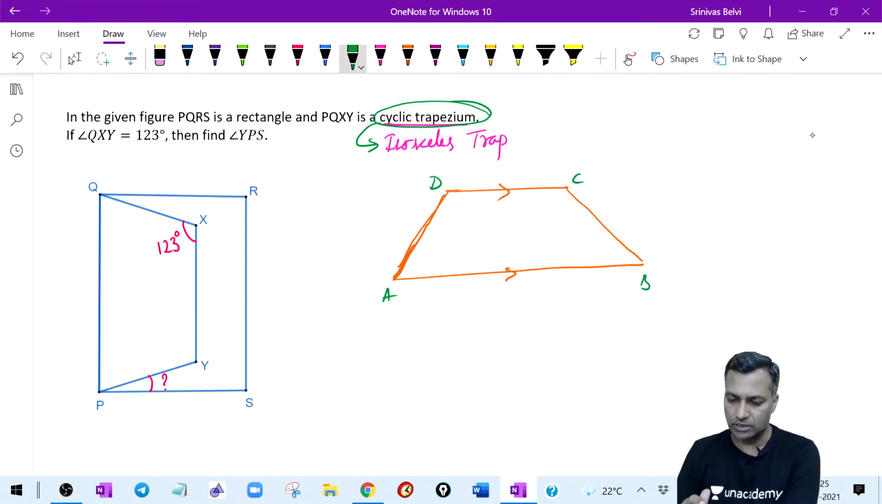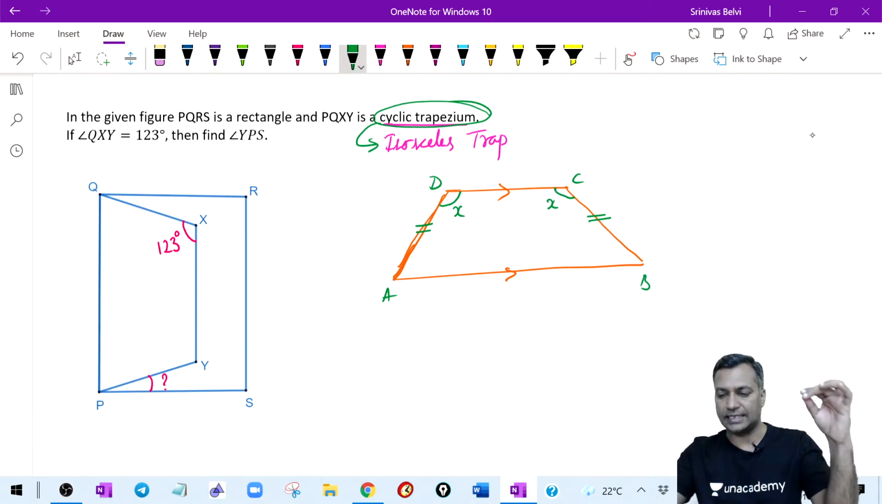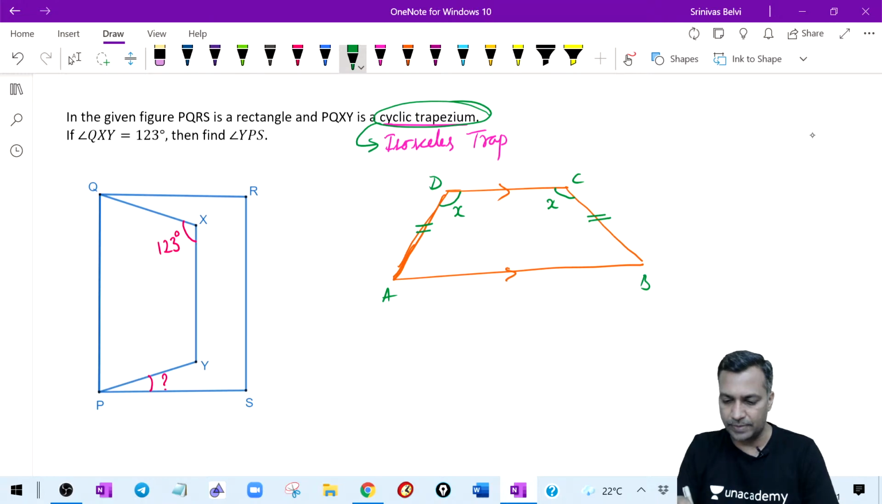In an isosceles trapezium, we know that the lengths of the lateral sides are equal. The lateral sides are equal in measure, that AD is equal to CB. Also in the cyclic trapezium, if this particular angle is x, this also forms angle x, which means one of the parallel sides makes the same angle with the lateral sides. Both angles would be x.